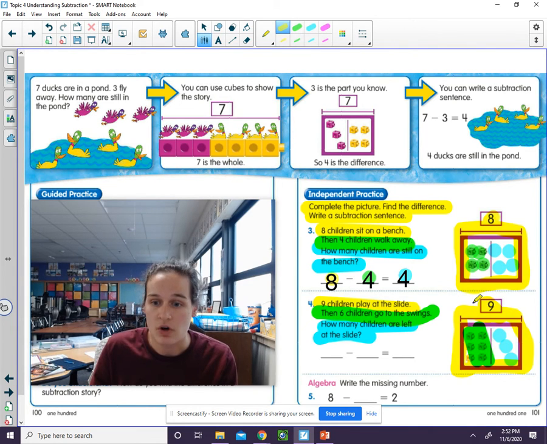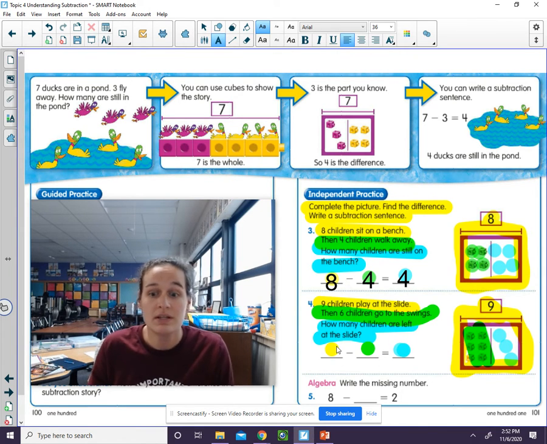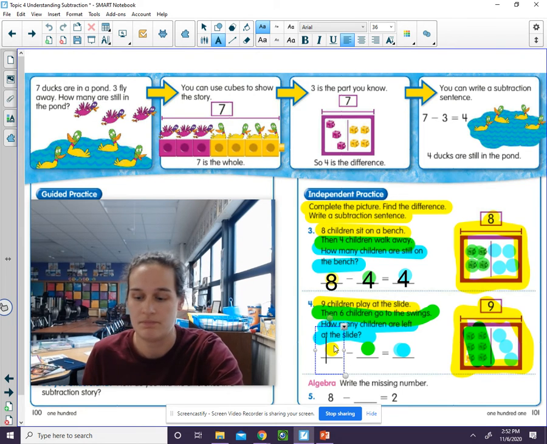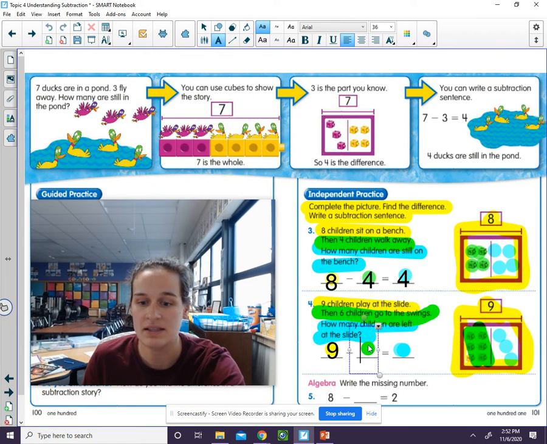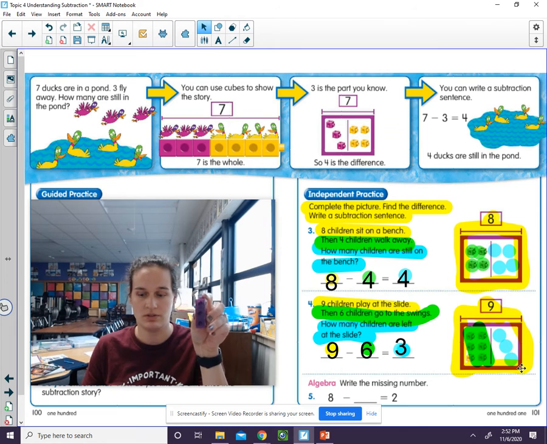Well, now we can go ahead and we can write our subtraction number sentence to model this problem. We started with 9 at the slide, so that will go here. Then 6 leave to go to the swings. We'll put that number there. And this is the number we had left, which was 3. So now let's go ahead and we'll write those numbers here. So we started with the 9. You can see with the yellow there. Then 6 left. And we ended with only 3 being at the slide. And we can see that because we had 3 cubes.